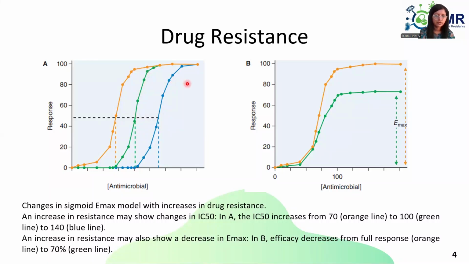So this is the inhibitory concentration at which the antimicrobial agent can kill the microorganism. This is increased if there is drug resistance. So this graph shows how drug resistance affects the inhibitory concentration at 50% as well as the maximal effect of the antimicrobial agent.